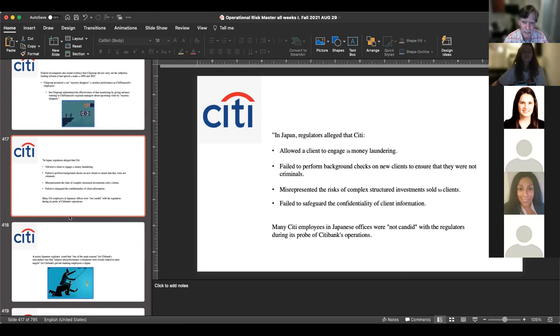And here's some more examples that the regulators alleged that Citi did in Japan. They allowed the clients to engage in money laundering. They failed to perform background checks on new clients to ensure that they weren't criminals. That's pretty basic. They misrepresented the risks of complex structured investments sold to clients. And they failed to safeguard the confidentiality of client information.